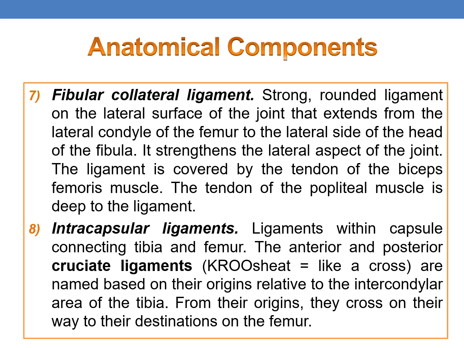The next are the intracapsular ligaments, the ligaments within the capsule connecting the tibia and femur. The anterior and posterior cruciate ligaments are named based on their origins relative to the intercondylar area of the tibia. From their origins, they cross on their way to their destinations on the femur.